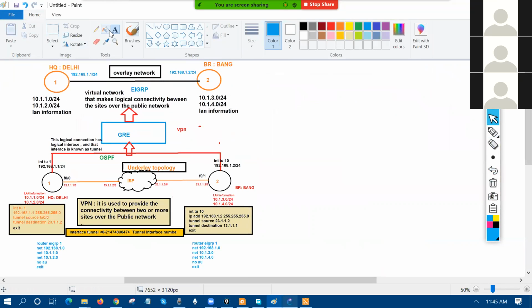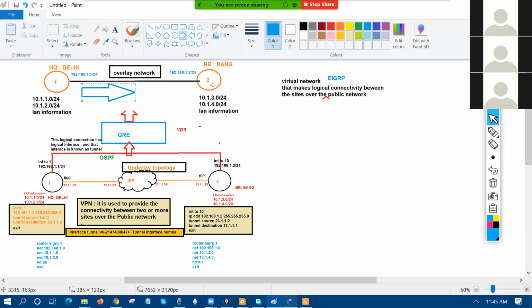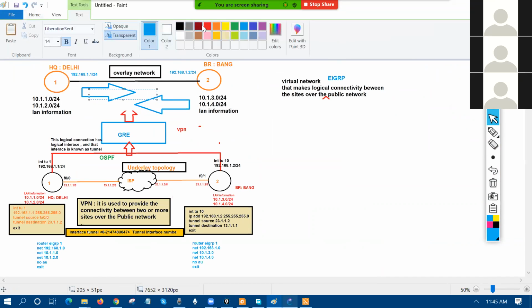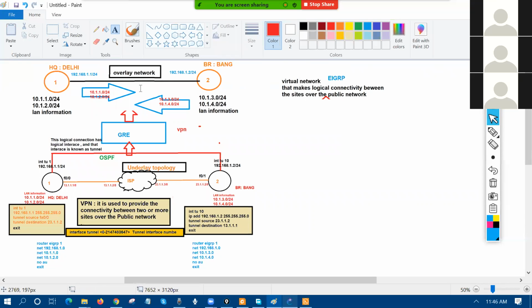Now this router is going to exchange its own information to R2, and R2 is going to exchange its own information to R1. Which information? This information: 10.101.0/24 and 10.1.2.0/24. Same thing on this side. This guy will be 3 and this guy will be 4. So now R1 is going to send its own information to R2, and R2 is going to send its own information to R1.